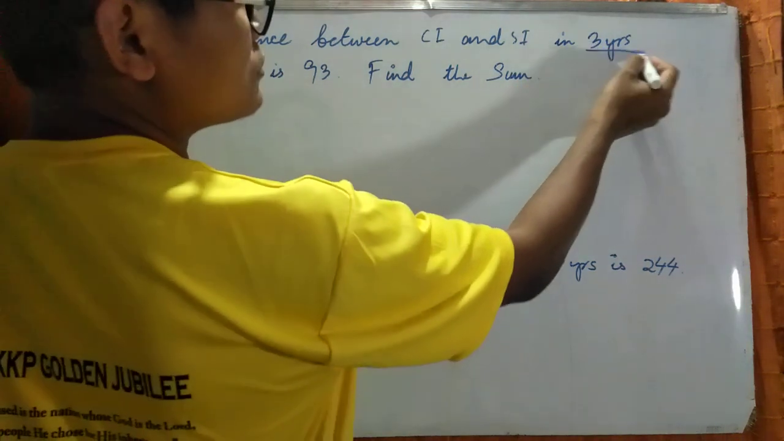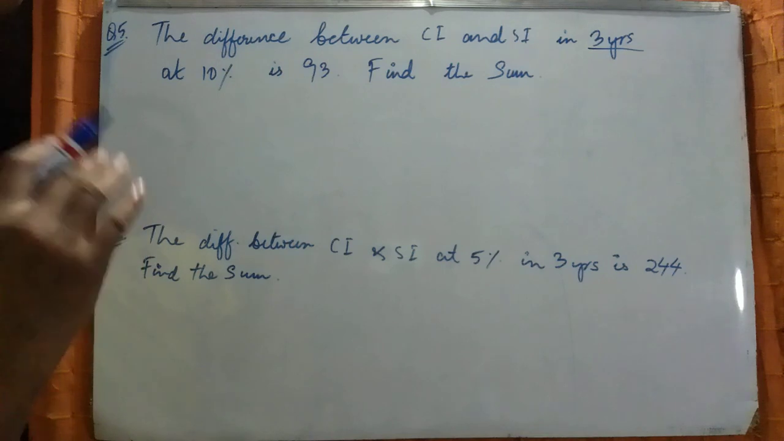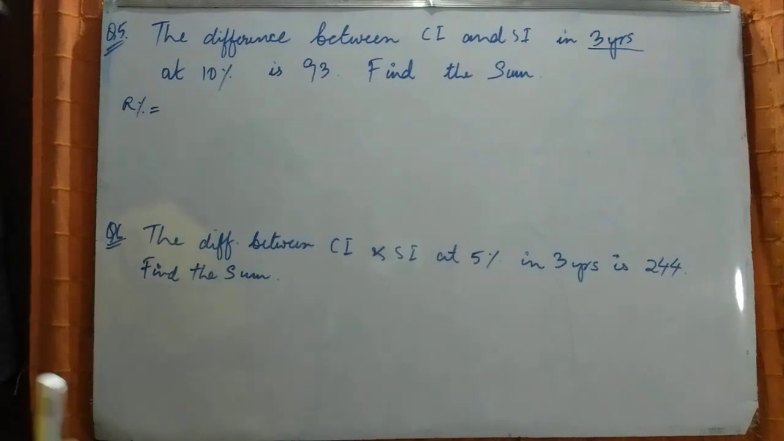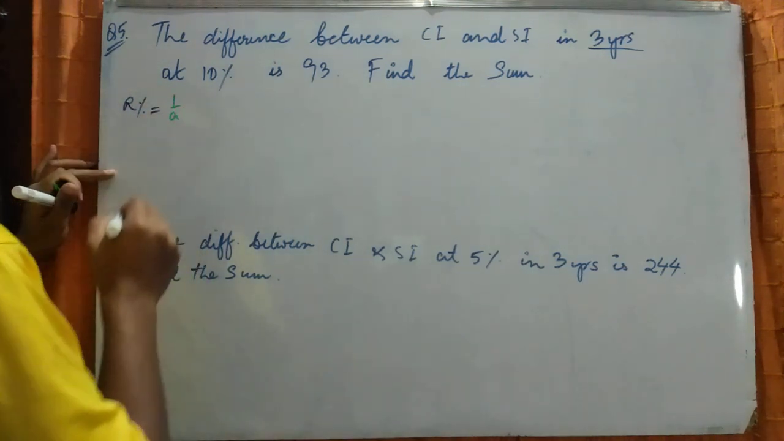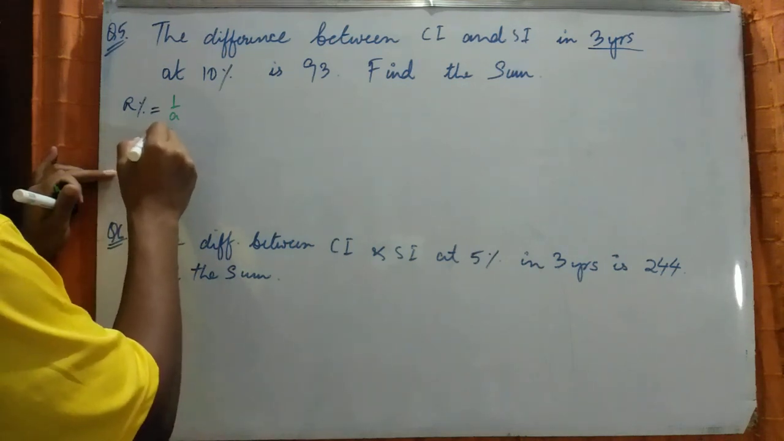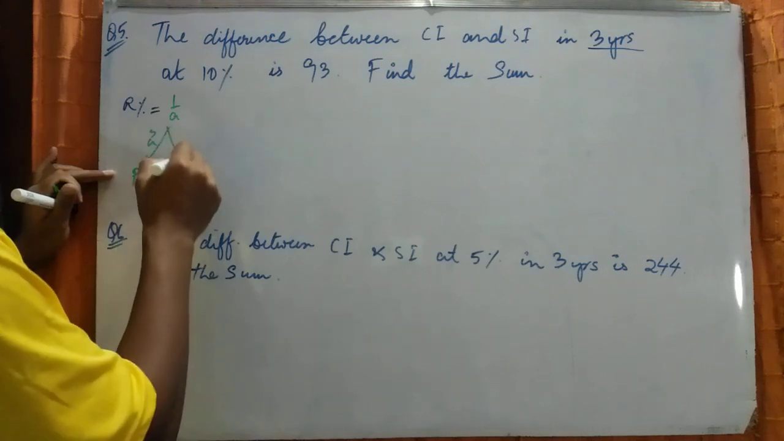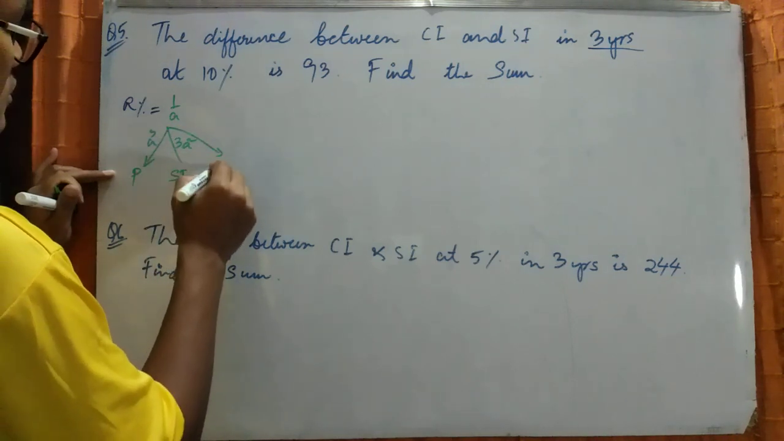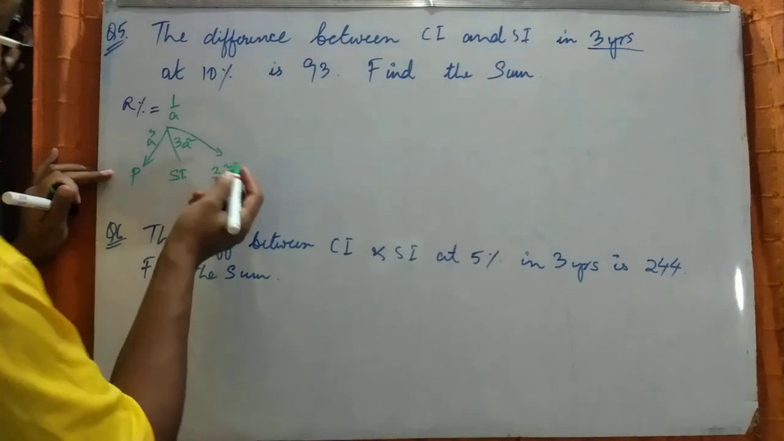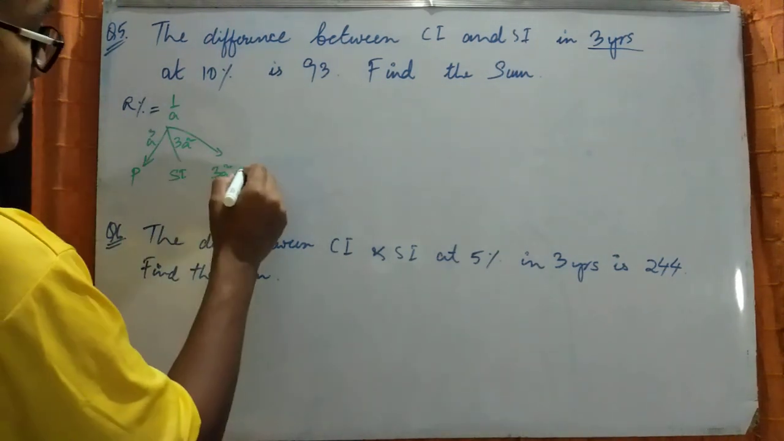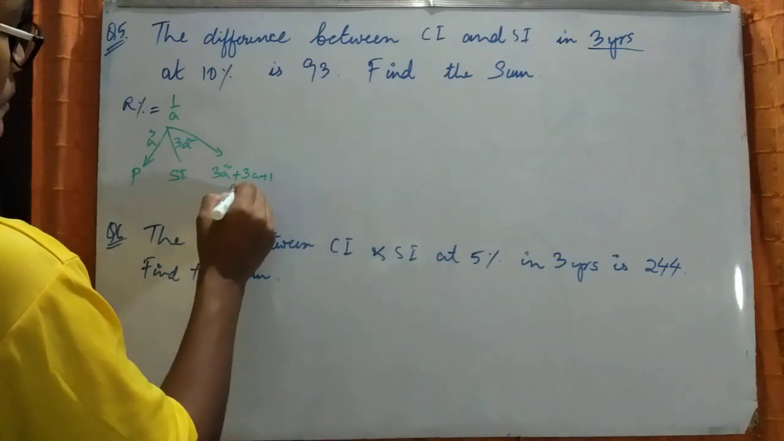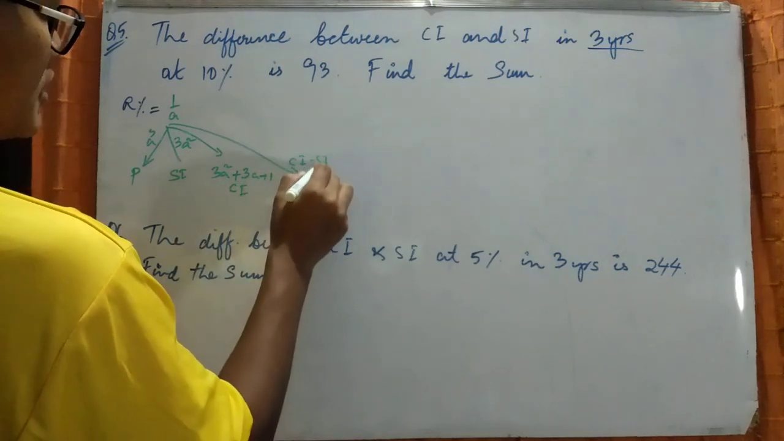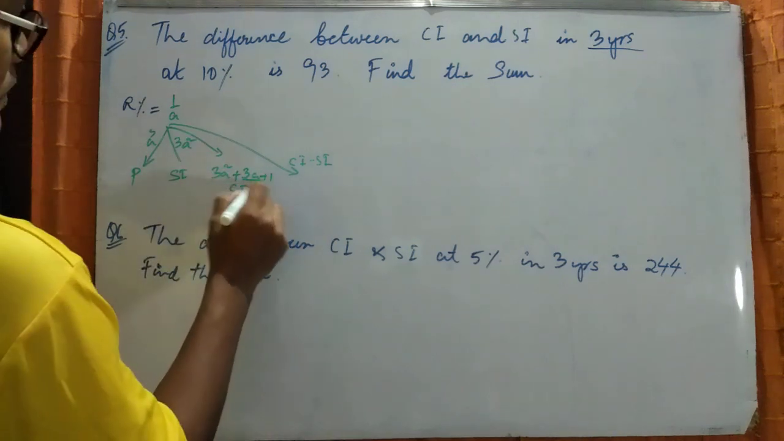For 3 years, the formula: r percent equal to 1 by a. Principal is a cube. Simple interest is 3 a square. Compound interest is 3a plus 1. Compound interest minus simple interest, 3 a plus 1.